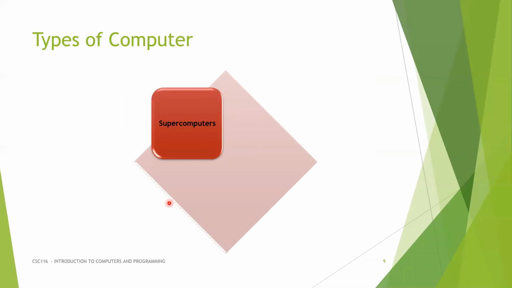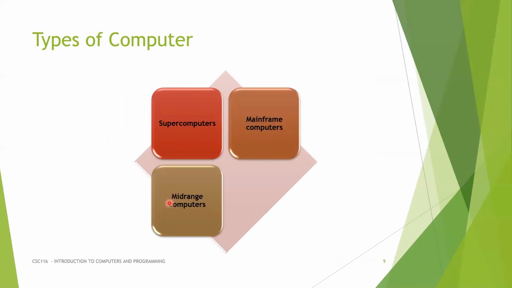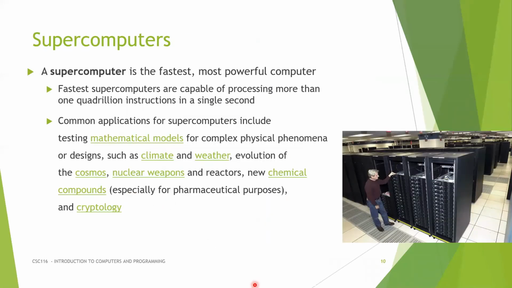Okay, types of computer, we have the supercomputer, mainframe computers, mid-range computer and also the personal computer. Supercomputer is the fastest computer and the most powerful computer right now. Okay, the fastest supercomputers are capable of processing more than 1 quadrillion instructions in a single second. Okay, dalam single second tu dia boleh proses 1 quadrillion instruction dalam 1 second. Maksudnya memang banyak lah, memang powerful lah supercomputer ni.